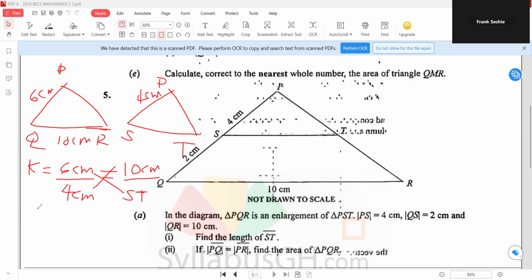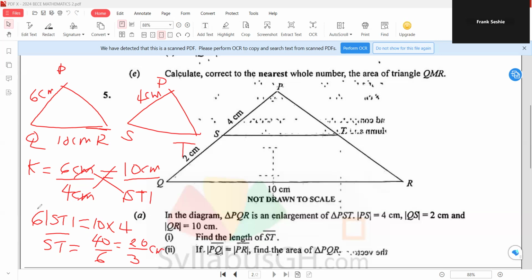6 times ST is 6 ST, length of ST, and that's 10 times 4. So ST should be 40 over 6, which is 20 over 3 cm. And that ends it for that.